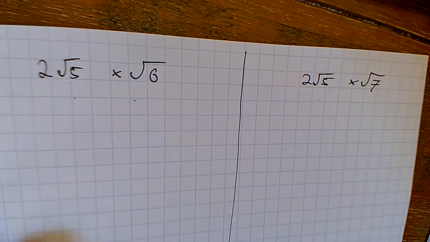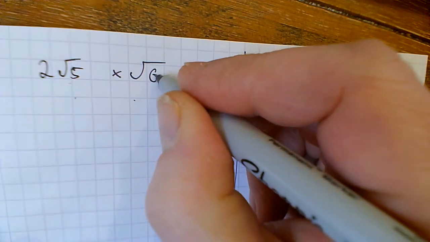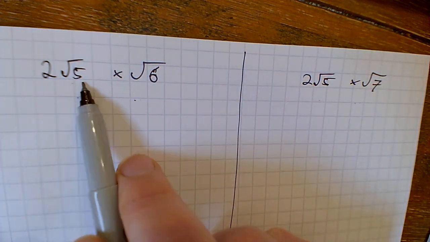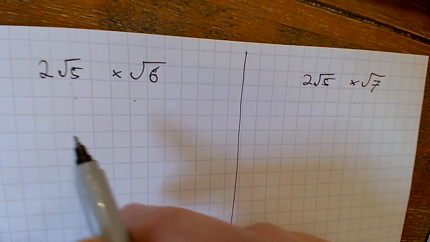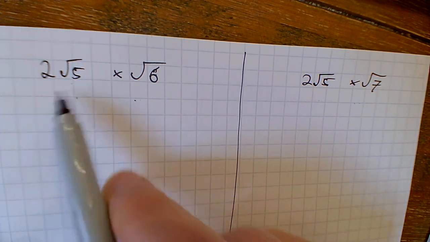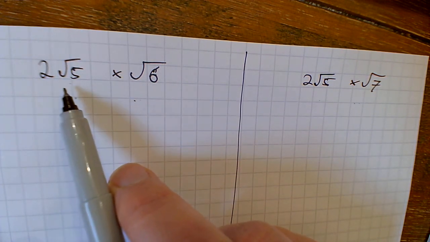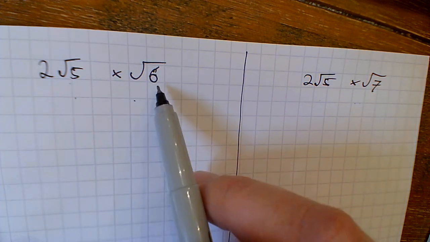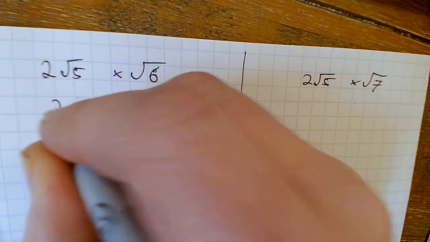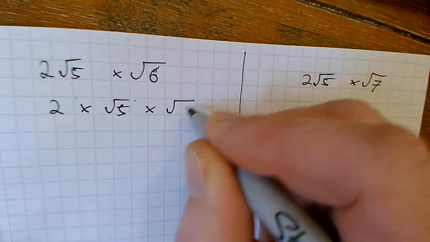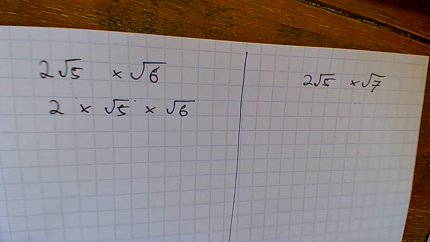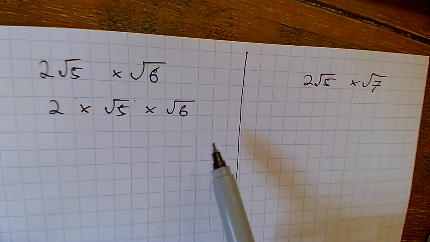Okay, multiplying with surds then. I've got 2 root 5 multiplied by root 6. 2 root 5 means 2 multiplied by root 5 and then multiplied by root 6. So I can rewrite that question if I want to: 2 multiplied by root 5 multiplied by root 6. That's what it means. That's just the question rewritten.